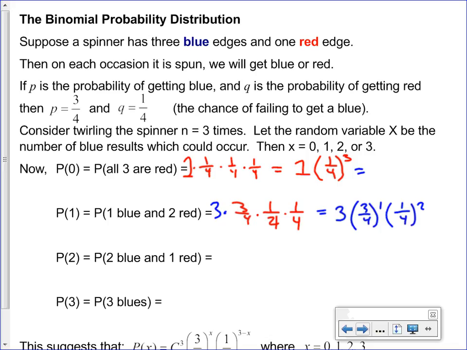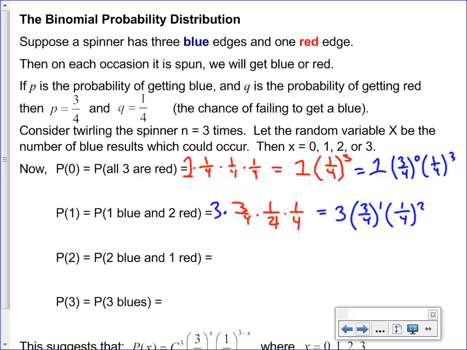All right. Real quick up here, this could also be written as 1 times 3/4 to the 0 and then 1/4 to the 3rd. Do you agree? Yeah, because nothing happened. Okay. See where I'm going with this? All right, here we go.